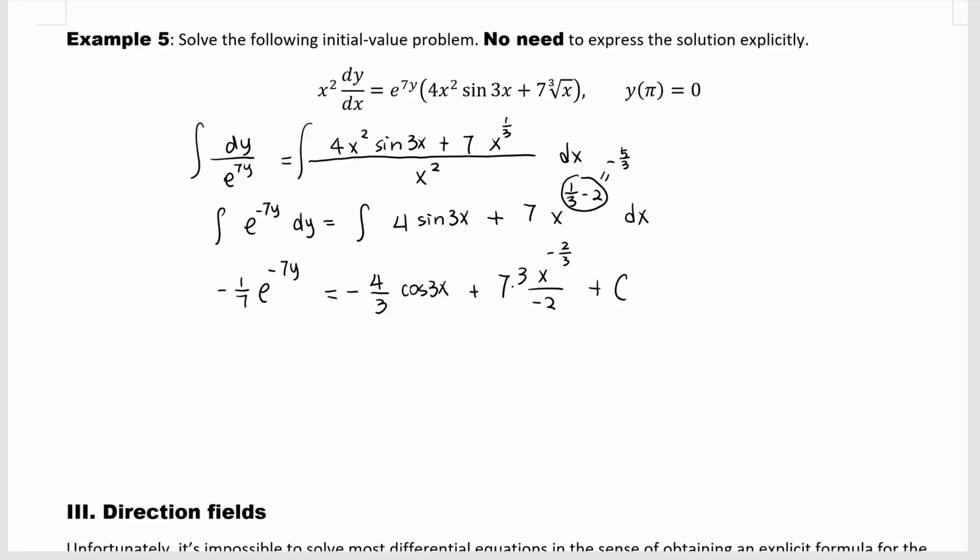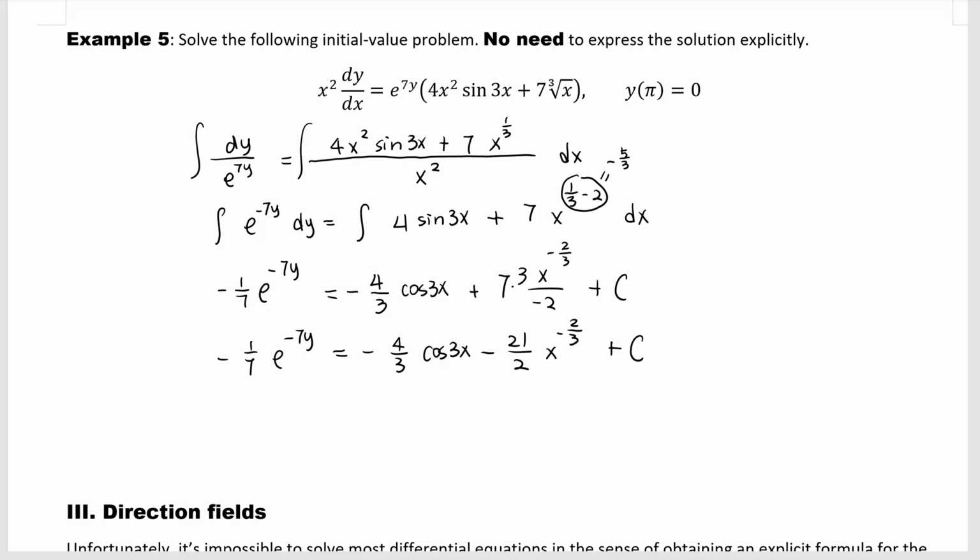Okay, so that's minus 1 over 7 e to the negative 7y equals minus 4/3 cosine 3x. Here we have minus 21 over 2 x to the negative 2/3 plus c.